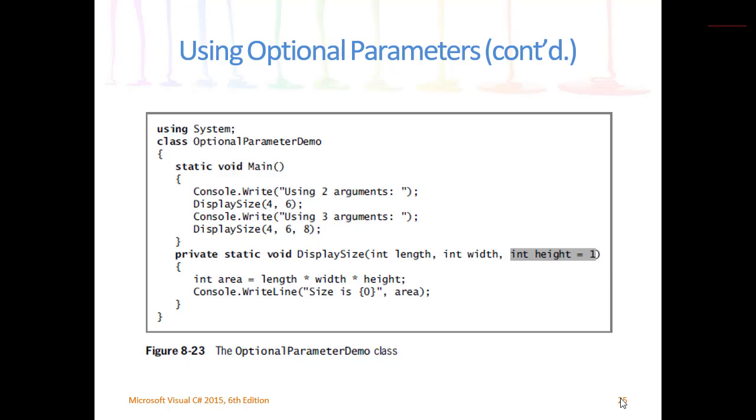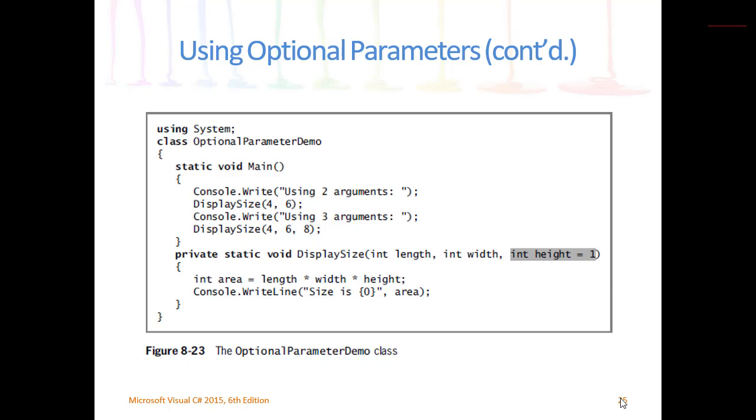Length. 6 is width. Then we don't have height. So what will be the height here? 1. Default 1. Okay? But then in the fourth line, we have display size with 3 parameters. 4 will be length, 6 will be width, and now height will be set to 8. So no longer will it be 1, but it will become 8. Okay? So that's what an optional parameter is.